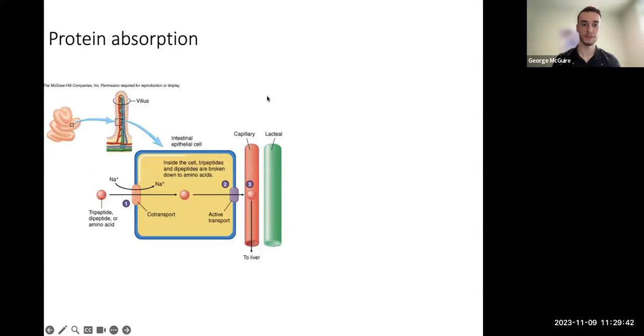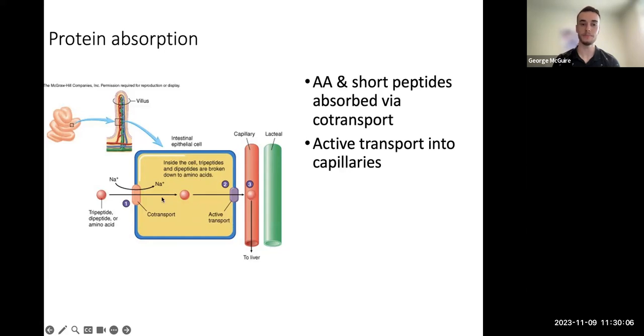Okay, so once our proteins have been digested, broken down to their tripeptides, dipeptides, and individual amino acids, we then need to get them into our small intestine, into the cells of our small intestine, and then into our capillaries, where they will be taken to the liver. And so both versions of transport, getting into the intestinal lining cells and then out of those intestinal lining cells, are types of active transport.